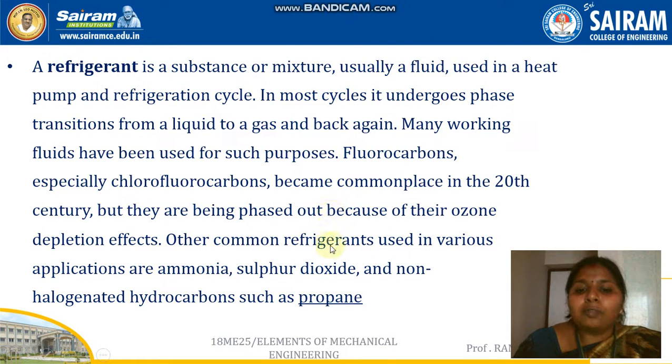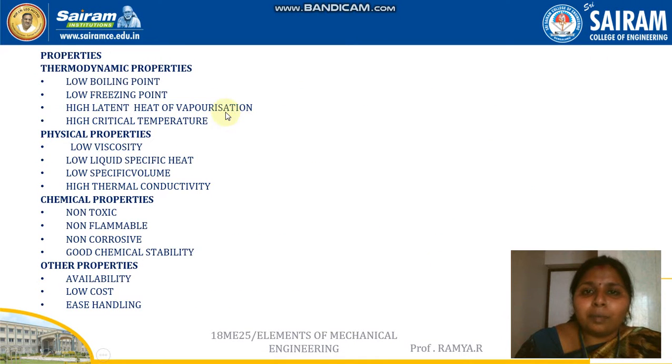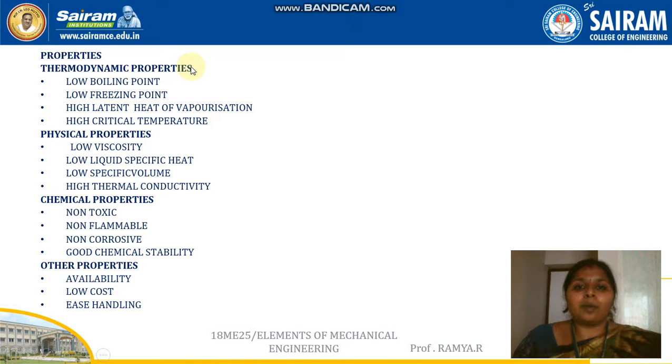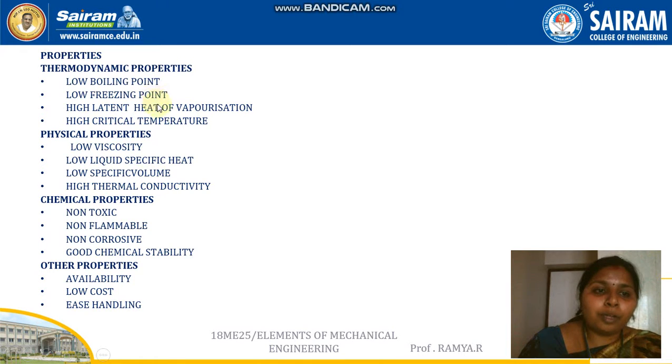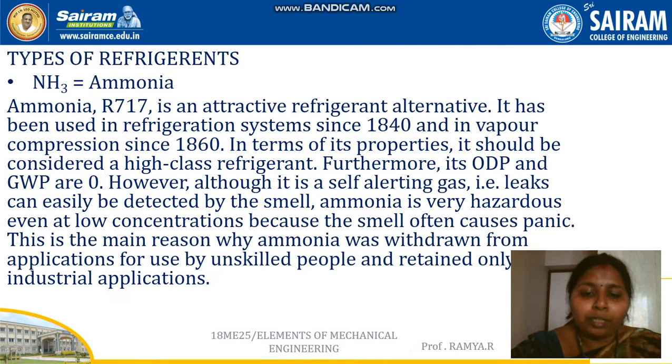Other common refrigerants that are used in various applications are ammonia, sulfur dioxide, and non-halogenated hydrocarbons such as propane. So these are something about refrigerants. There are many properties that a refrigerant possesses. It starts with the thermodynamic properties: a low boiling point, low freezing point, high latent heat of vaporization, and high critical temperature.